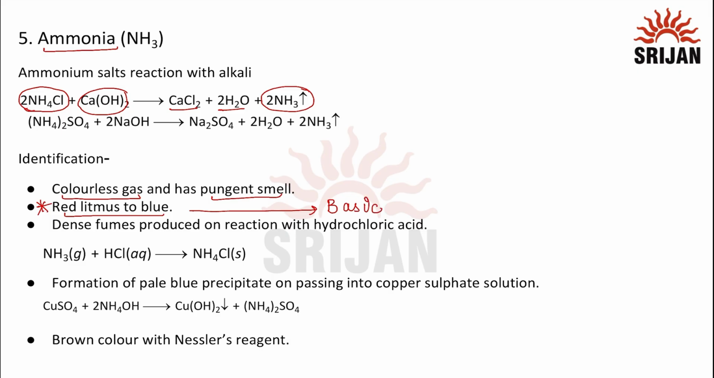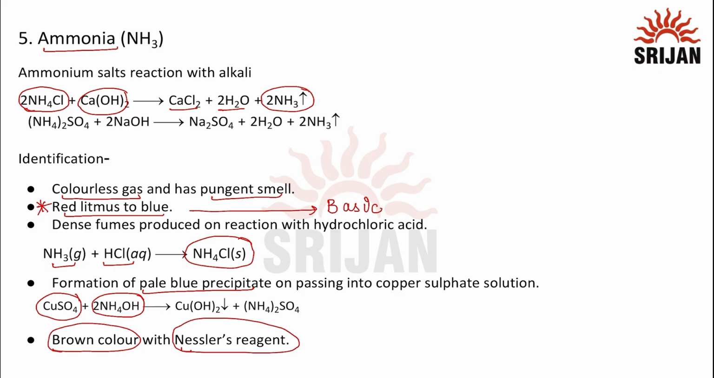When you bring a glass rod that is dipped in HCl near ammonia, you will find dense fumes due to the formation of NH4Cl. Also, a pale blue precipitate is formed when copper sulfate solution reacts with NH4OH. The last point of identification is that with Nessler's reagent, whenever you see the reaction of ammonia with Nessler's reagent, you will get a brown color as a product. I hope this topic is clear to you.